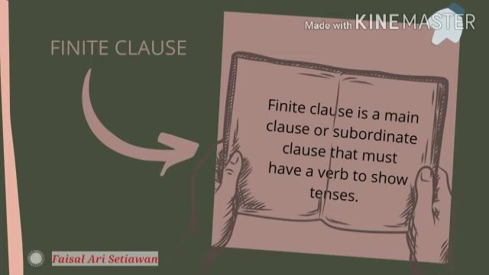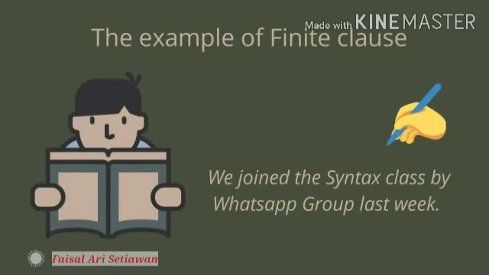The tense can be changed from the present tense to past tense or past tense to present tense because the verb in the present tense or past tense is called a finite verb. The clause that contains a finite verb is called a finite clause. The finite clause contains at least a subject plus verb. Okay, let us see that for example. First example is we joined the syntax class by WhatsApp group last week. Second, the fishermen are mending their nets.